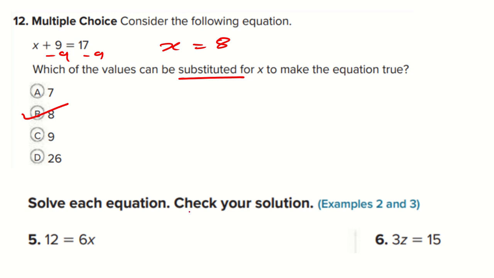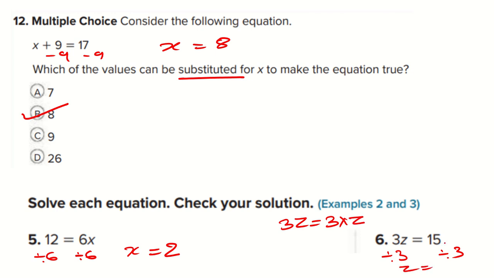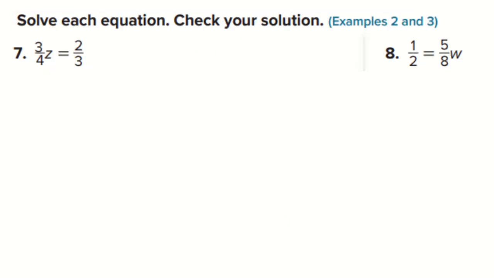Solve each equation and check your solution. Now you see 6 is multiplied by x. So here you will divide by 6 on both sides. So here you will get x equal to 12 divided by 6 means 2. Same here, divide by 3, divide by 3. Why am I dividing by 3? Because 3z means 3 multiply z. Okay. So z is equal to 15 divided by 3 means 5 is the answer.